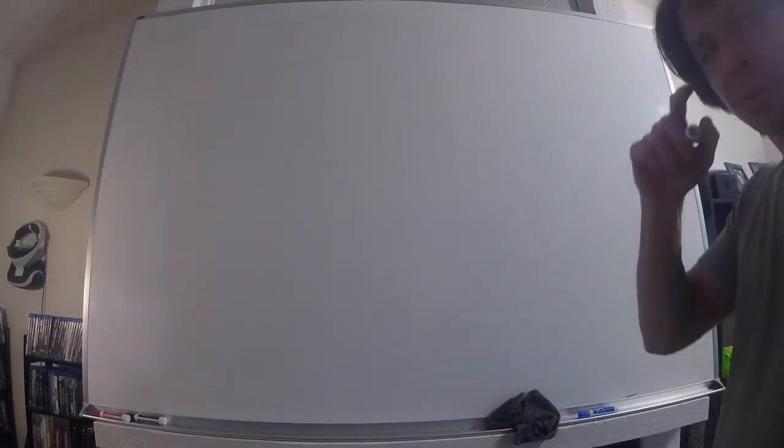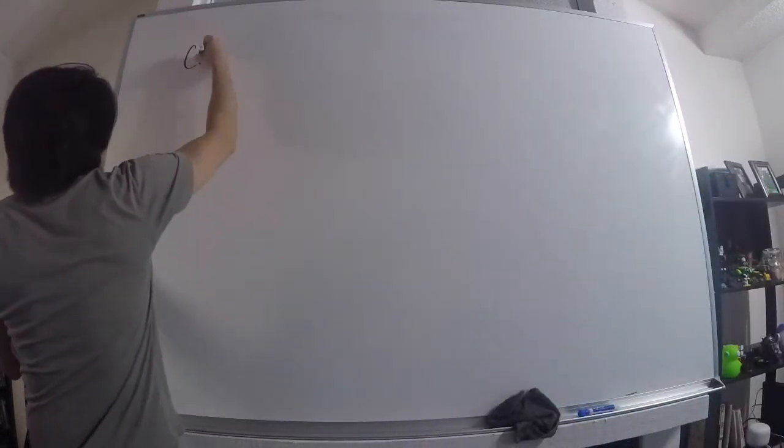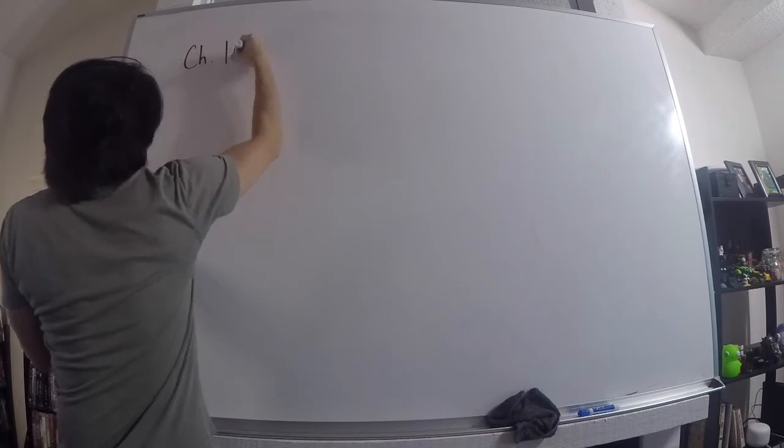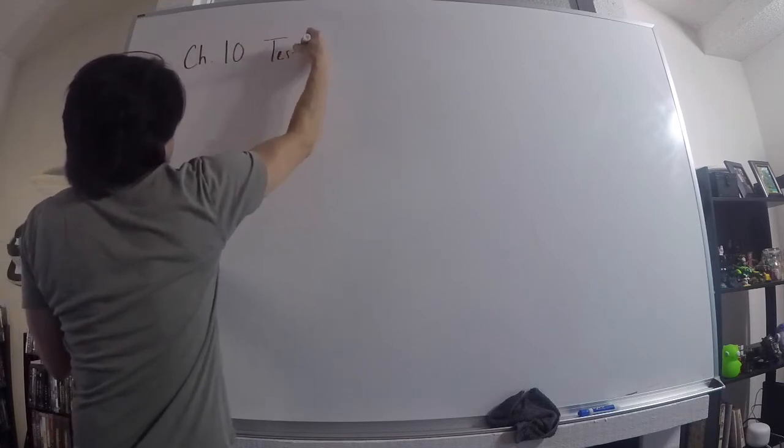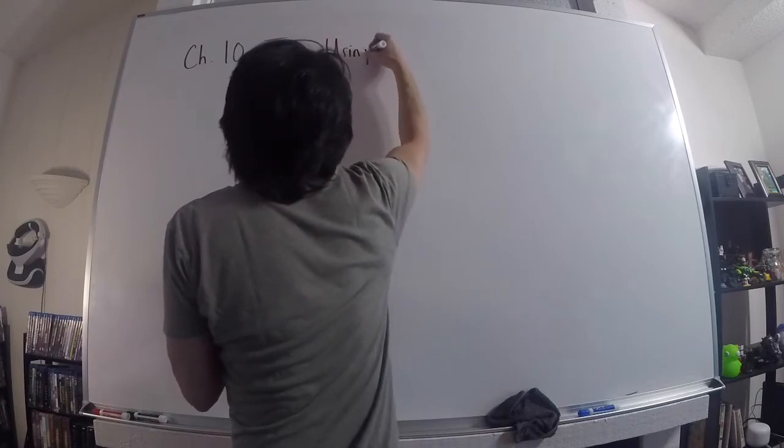Okay, we're going to do chapter 10. I think I'm just going to combine 10.1 and 10.2 into a single lecture, because 10.1 is really short. Chapter 10 is on tests using what's called the chi-square distribution.